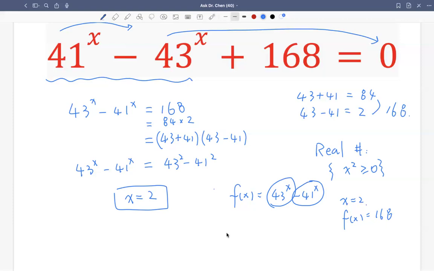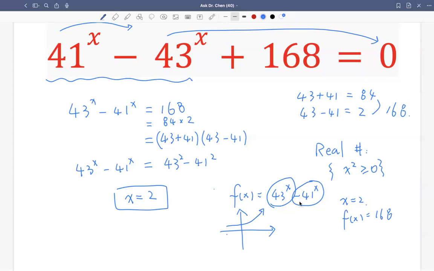If we graph those two, let's just think this. 43 raised by x, because it's an exponential function and the base is greater than 1, we have exponential growth. And 41 raised by x is exponential growth, but with a negative sign, that's a reflection over the x-axis, because all the y values become negative. So for negative 41 raised by x, we will have something like this, right? But a graph, because it's the difference of those two, so we have those two.